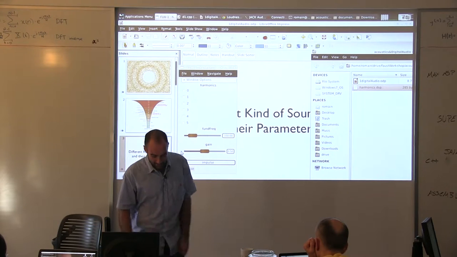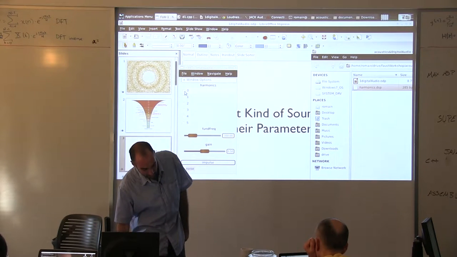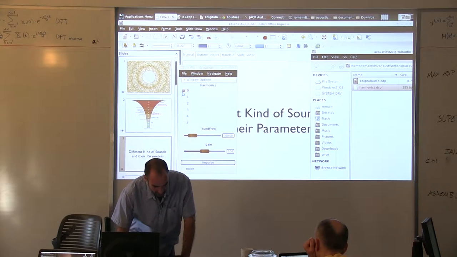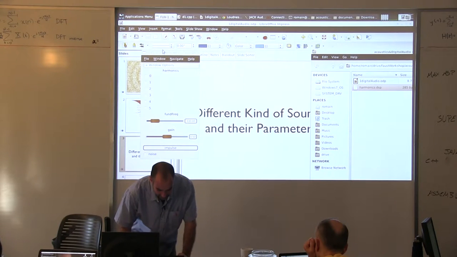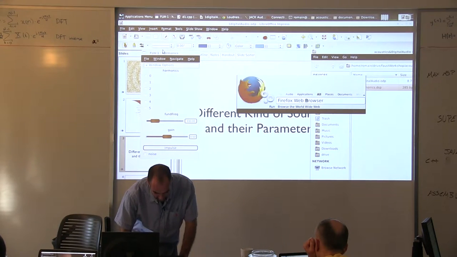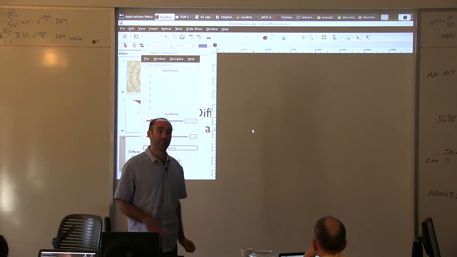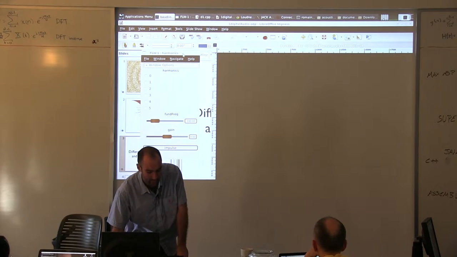However, there are other kinds of sounds that have a frequency. The most basic kind of sound that has frequencies is just sine waves. That's a sine wave. So I've got this very nice little program here. You don't need to install it on your computer, but it's called Budline, and it's a real-time spectrum analyzer.